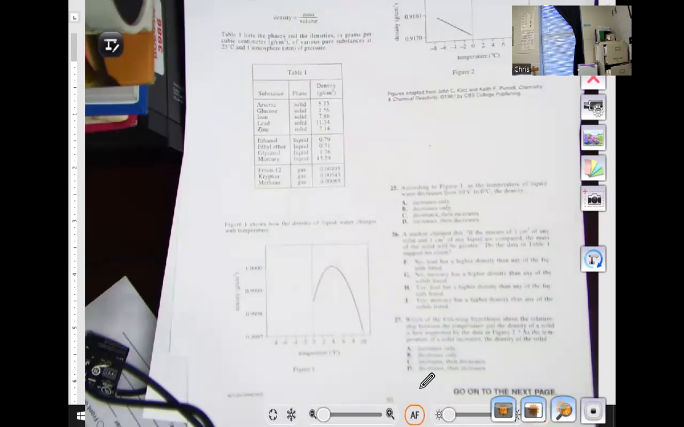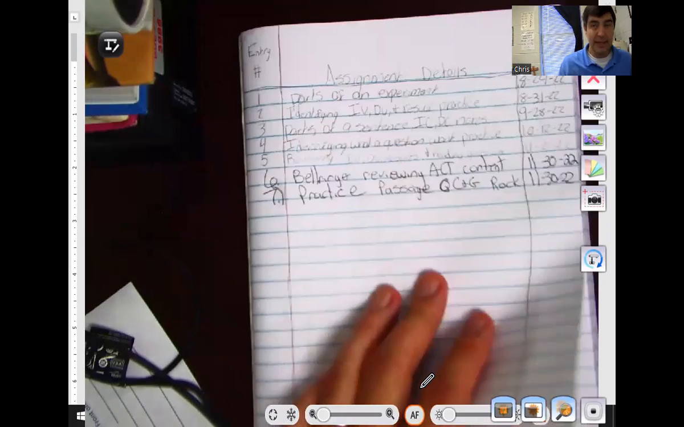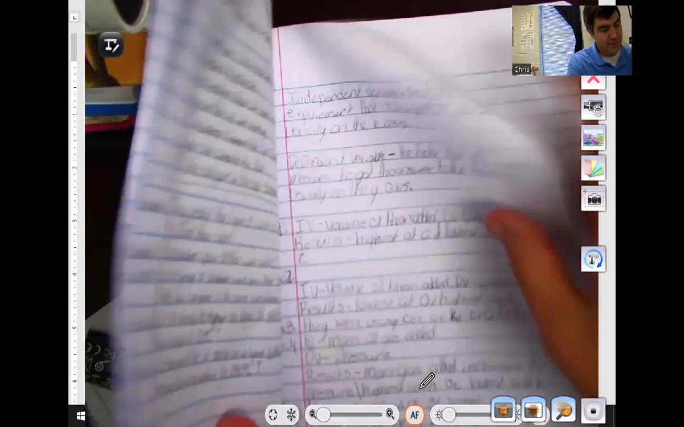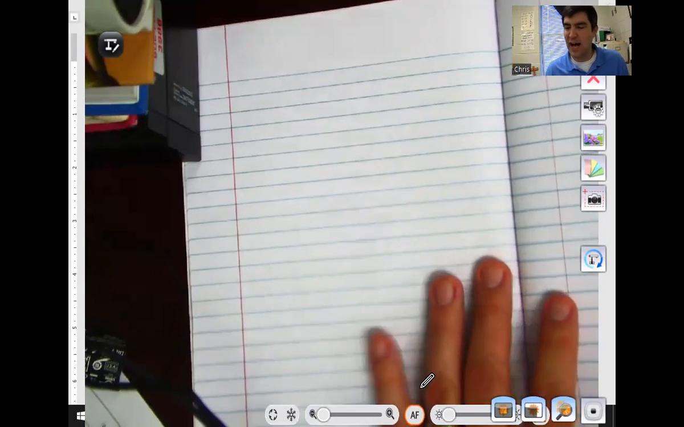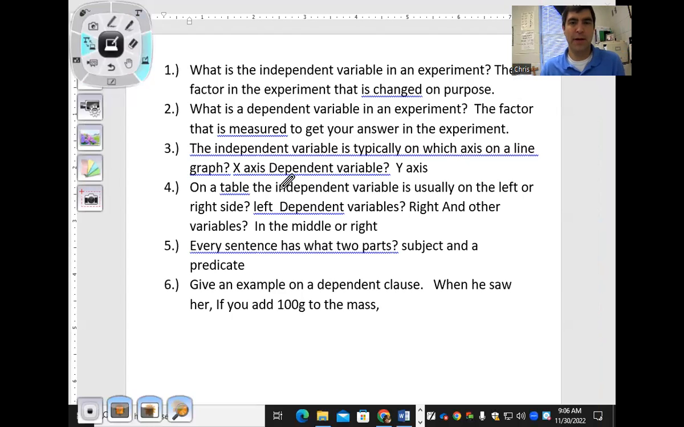All right, I need you to tape in that ACT practice passage. I want you to tape them into your notebook. Let me show you where I want them taped in. Yes, we're going to tape them in right here. So this is page 5. These are those questions right here. Let me put it right here.